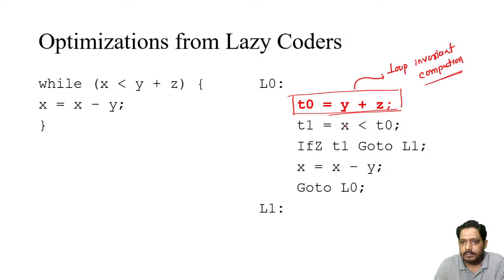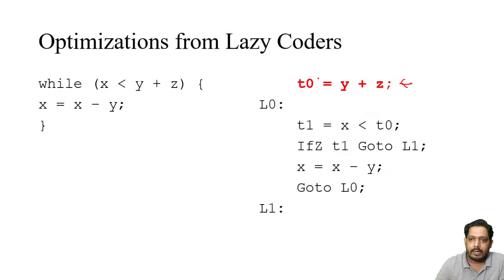It doesn't depend on the loop; its value is constant. Its value does not depend on this particular loop. y plus z is a constant, and it is not changing based on the execution of this while loop. So we can take this outside, and it is computed only one time. Otherwise, as many times as the while loop runs, this will be computed.